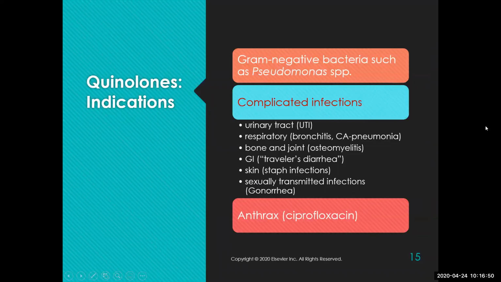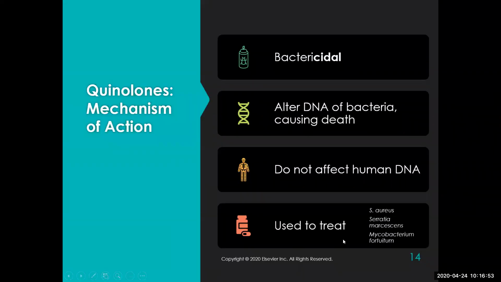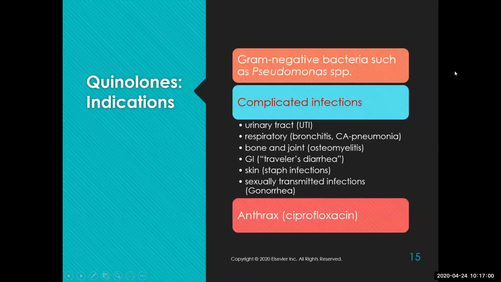So there are indications. Let me go back here. Mechanism of action. I'm curious because Staph aureus is actually gram-positive, so it kind of threw me that it was on there. But that's our 4th generation quinolone that's used for that. Our normal quinolones up there, ciprofloxacin and levofloxacin, are really going to be used against our gram-negative bacteria, such as Pseudomonas or even Klebsiella and E. coli.